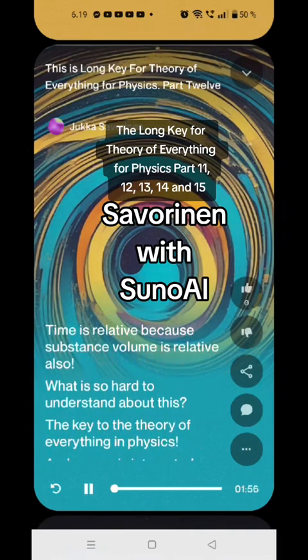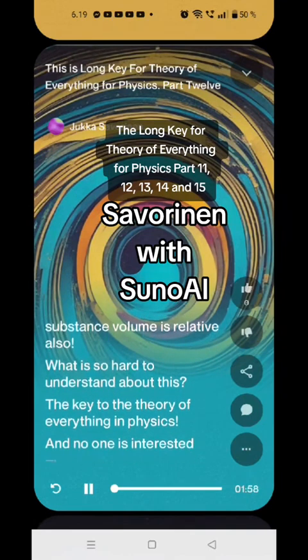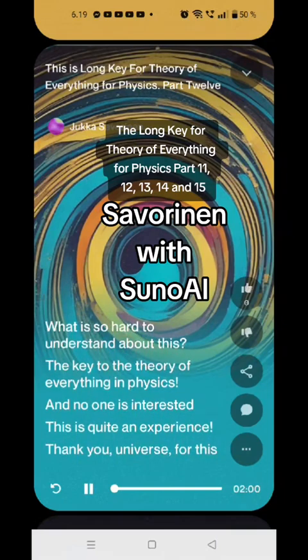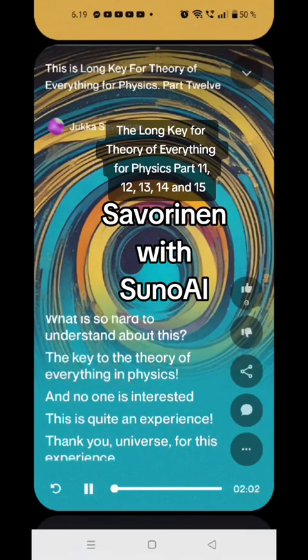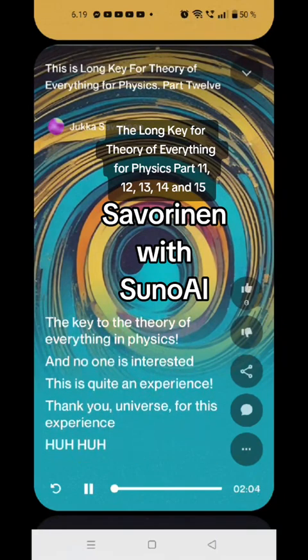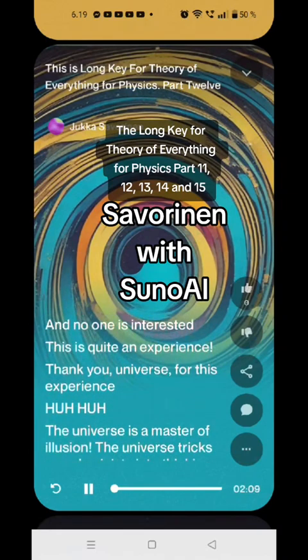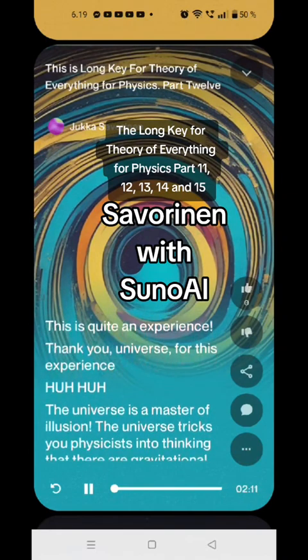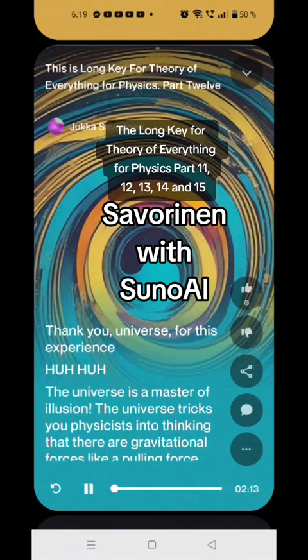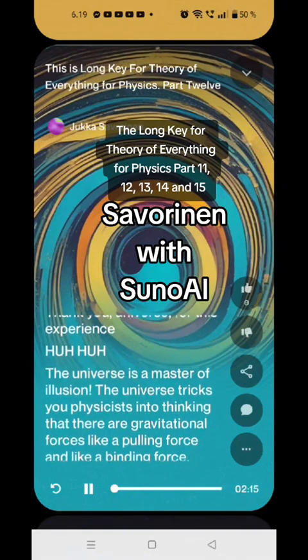Time is relative because substance volume is relative also. What is so hard to understand about this? The key to the theory of everything in physics, and no one is interested. This is quite an experience. Thank you, universal physics experience.